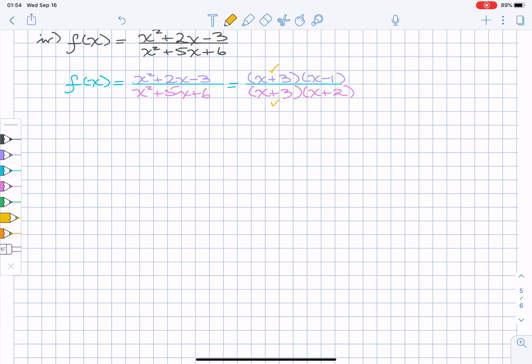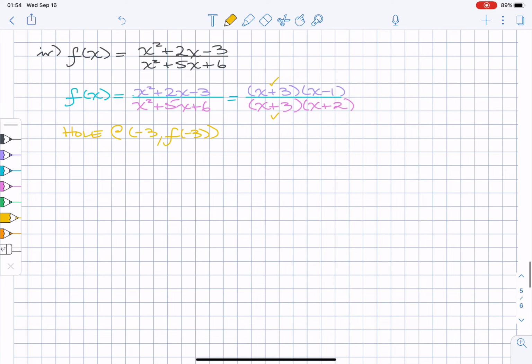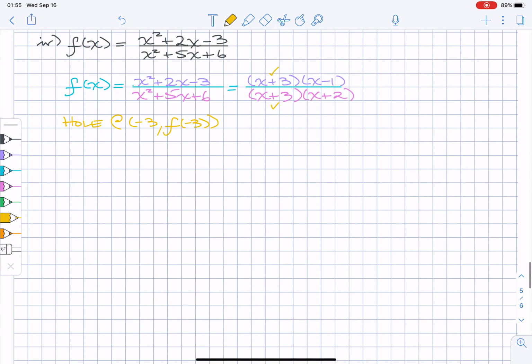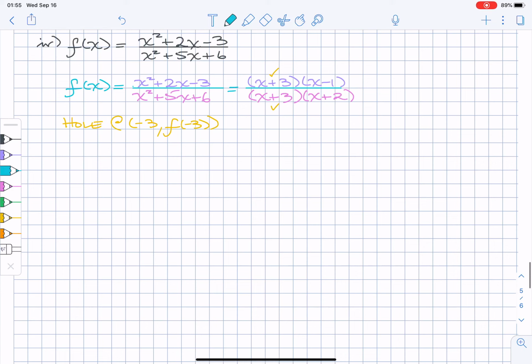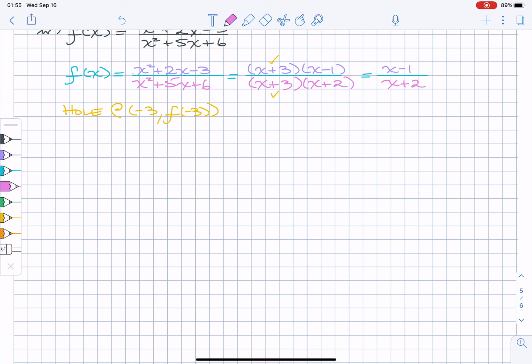So I claim that there's a hole at -3 comma f of -3. But I can't plug in -3 because I'd be dividing by 0. So what does that mean? That means in the reduced expression, so that's going to be x minus 1 divided by x plus 2. So if I plug in -3, that would be -3 comma -4 divided by -1, so that's 4.